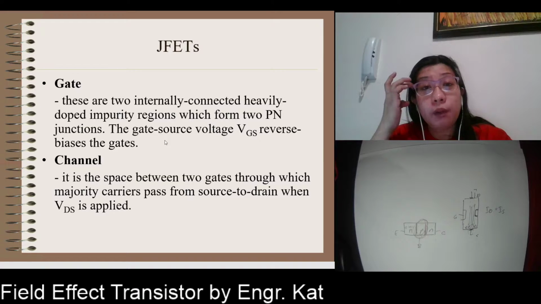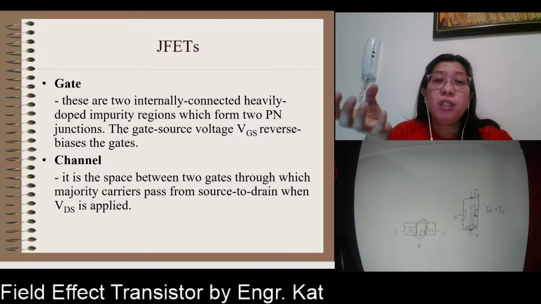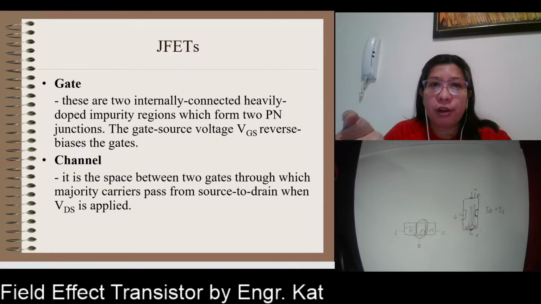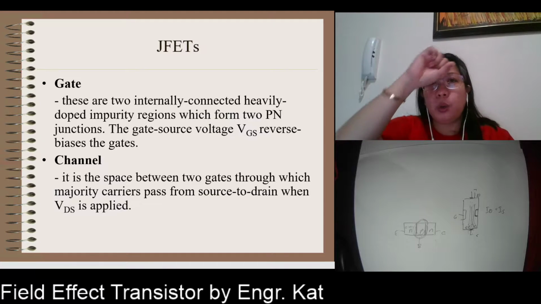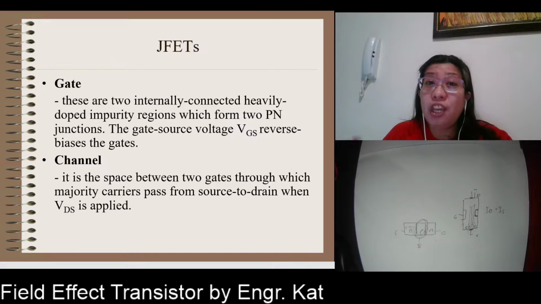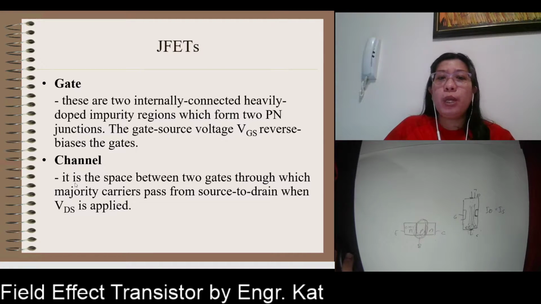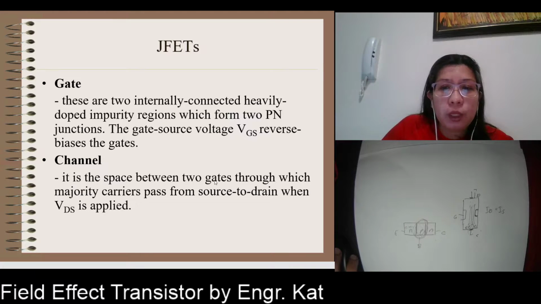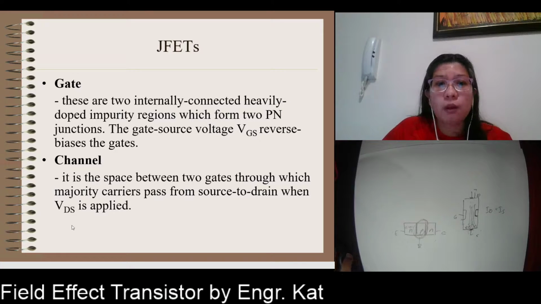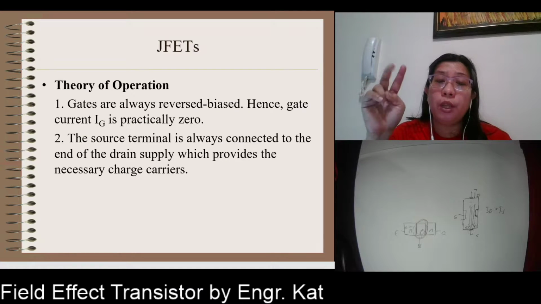Now, do you still remember what happens when we have a reverse bias condition? That means we are not allowing any current to pass through the gate. So technically, we are going to make your IG, or your gate current, equal to 0. How? By reverse biasing your VGS. So what is the channel? The channel is the space between two gates through which majority carriers pass from the source to drain when your VDS is applied. So there are two theories of operation.